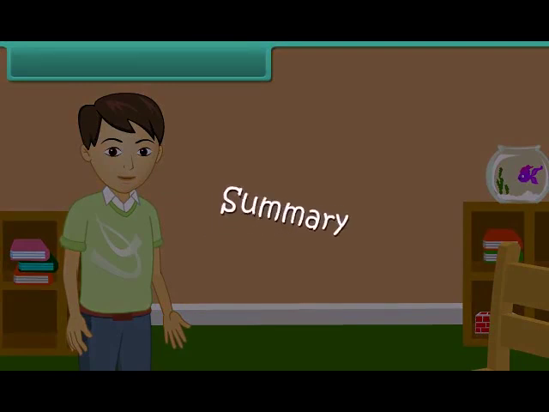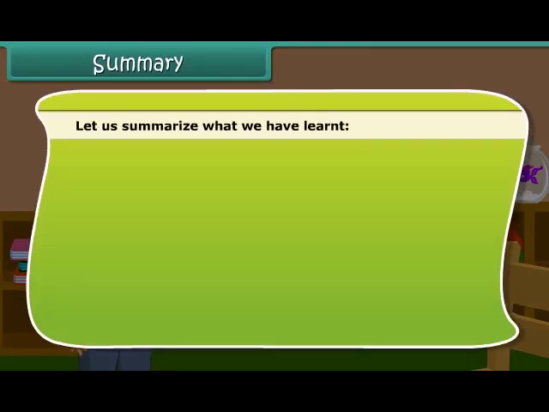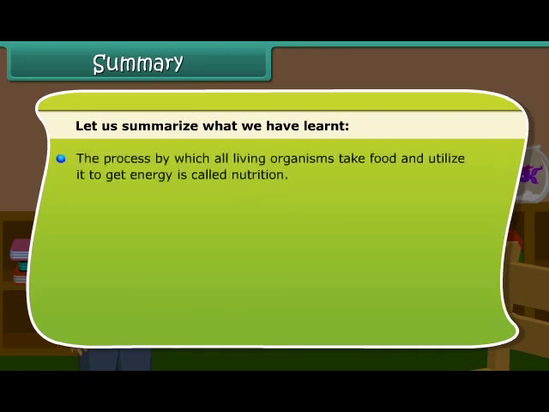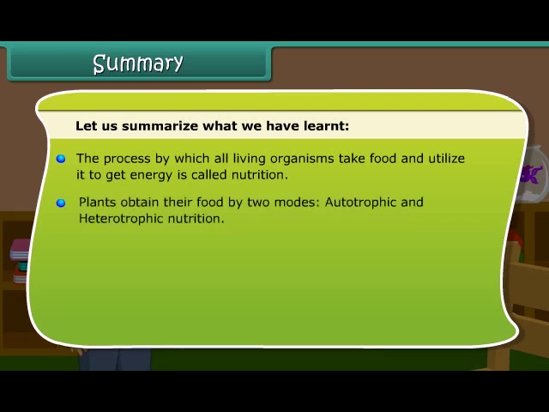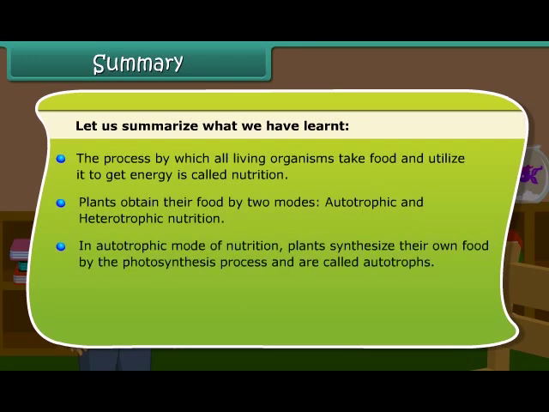Summary. Let us summarize what we have learned. The process by which all living organisms take food and utilize it to get energy is called nutrition. Plants obtain their food by two modes, autotrophic and heterotrophic nutrition. In autotrophic mode of nutrition, plants synthesize their own food by the photosynthesis process and are called autotrophs.